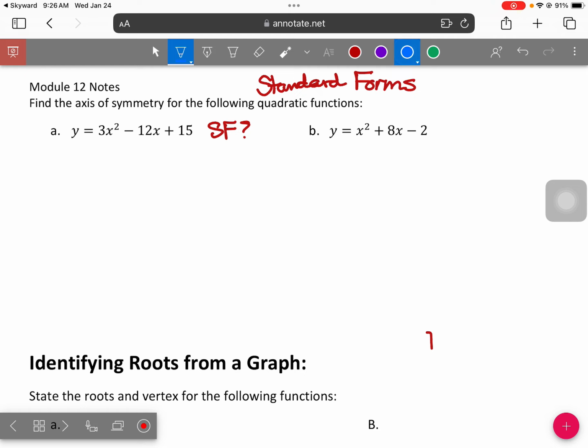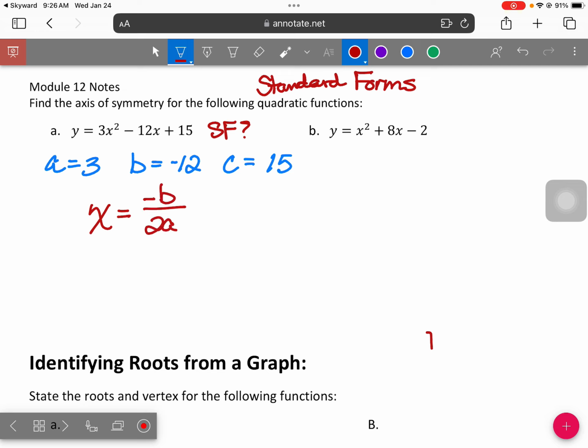Yes. So, what is my a value? Give me the a. Give me the b. Negative 12. Don't forget the negative. And give me the c. 15. Very good. And the formula says x is equal to the opposite of b all over 2a. So if b is negative 12, the opposite of that is going to be positive 12 divided by 2 times a is 3. So that's 12 divided by 6, which is equal to 2. So my axis of symmetry is x is equal to 2.